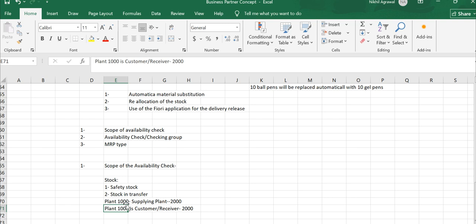We will do a very deep dive when we discuss the stock transfer order: what is the significance of the stock transfer order, how we can configure this, and all the ins and outs of the stock transfer order.